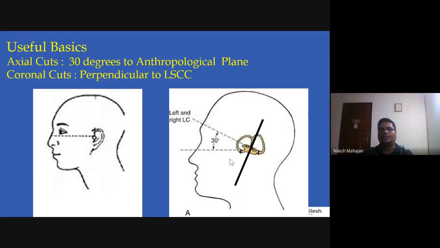Slight variation is okay, it will not cause much distortion, but if you suddenly take it at more than 60 degrees or minus 30 degrees, then definitely it will cause distortion of the images. Distortion means that the images will not look like the normal anatomical form. You will mistake it as some anomaly. That's why you have to maintain the plane of the scan.